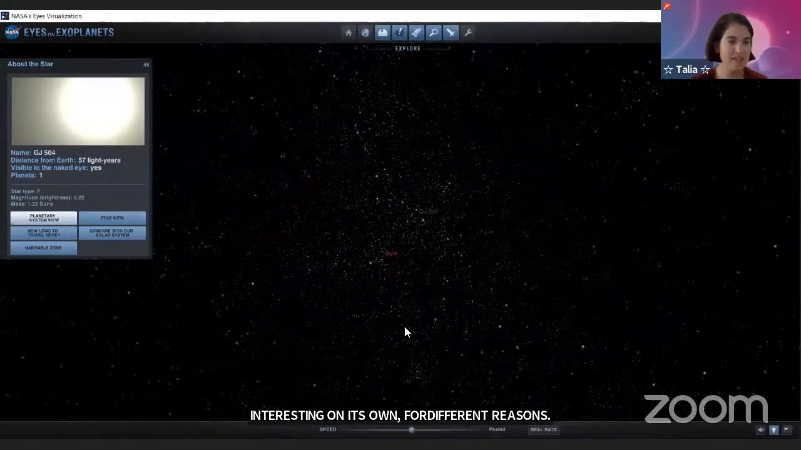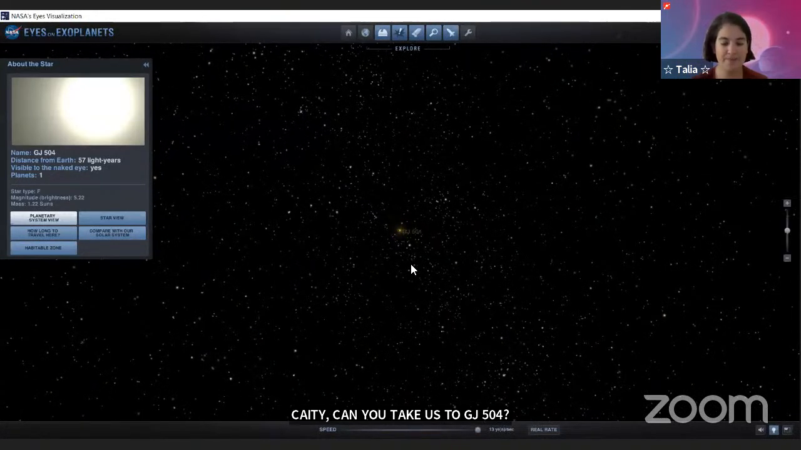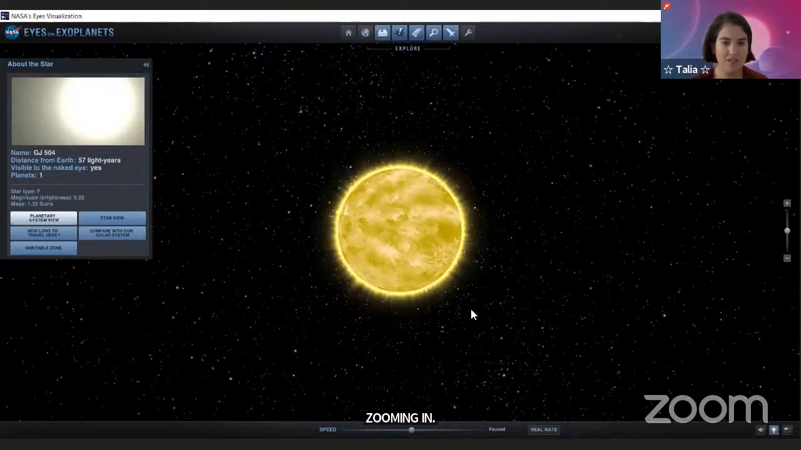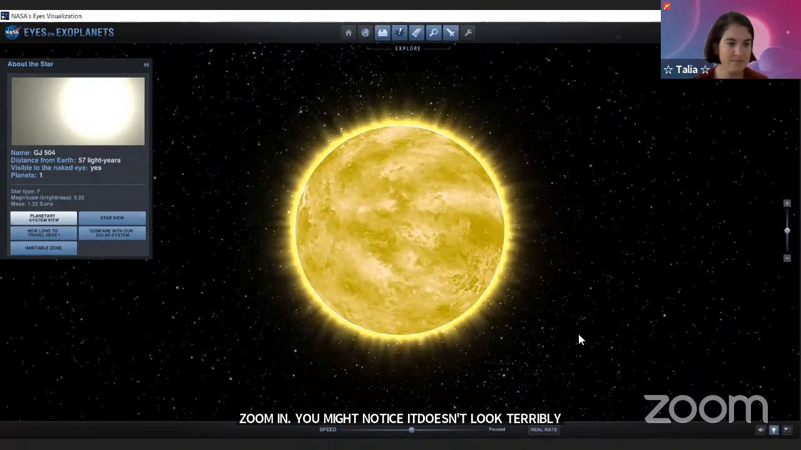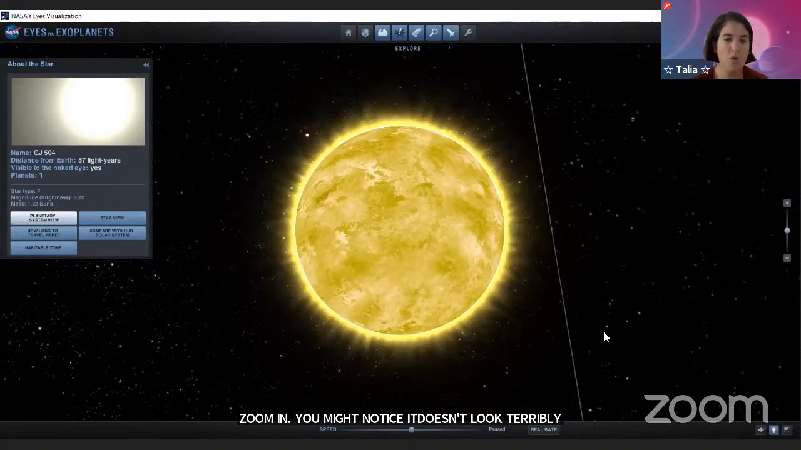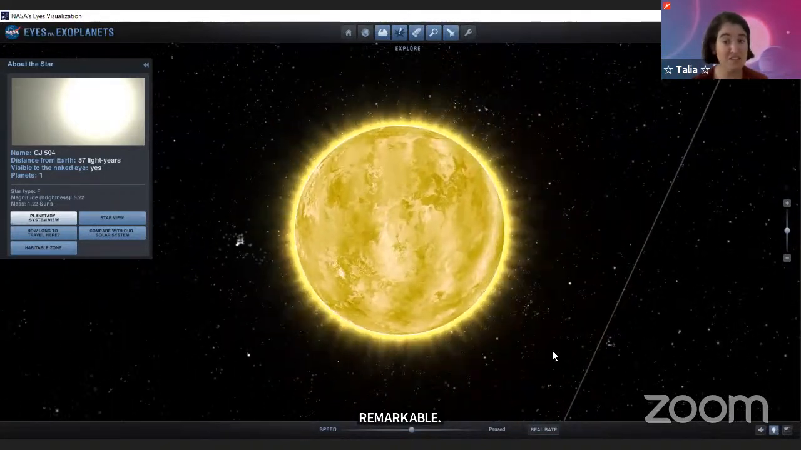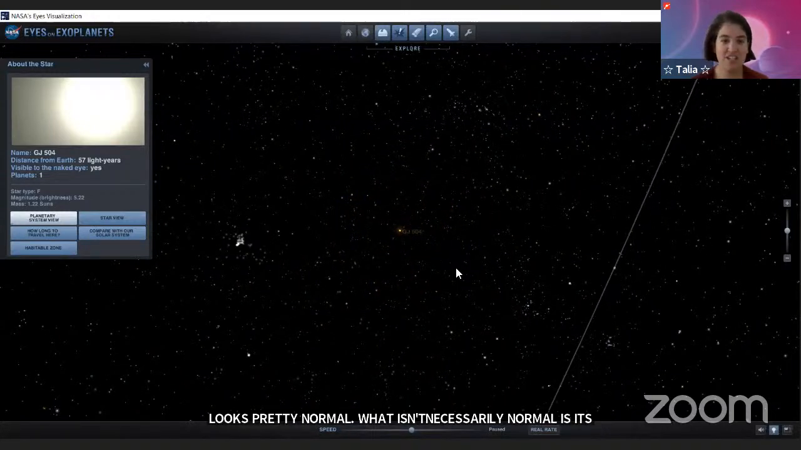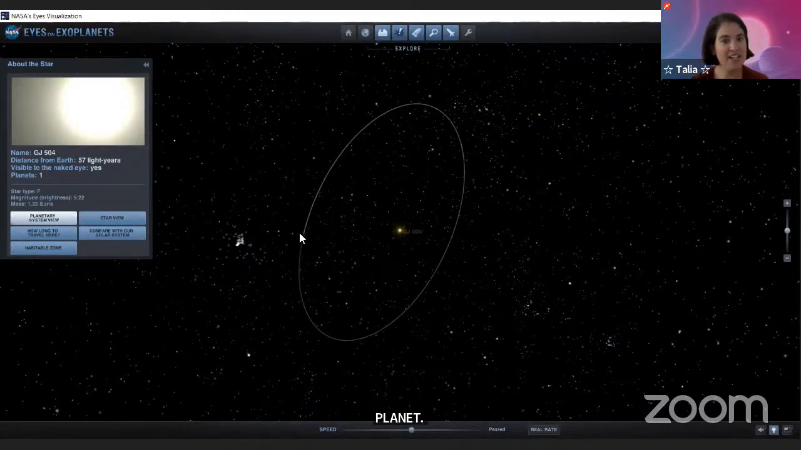Zooming in, as you can see, this star is a little under 60 light years away. And we're going to zoom in, and you might notice it doesn't look terribly remarkable. It's pretty normal. What isn't necessarily normal is its planet. Its planet has an interesting appearance to it. So Katie, can you find us GJ504b, and we'll take a look at it.